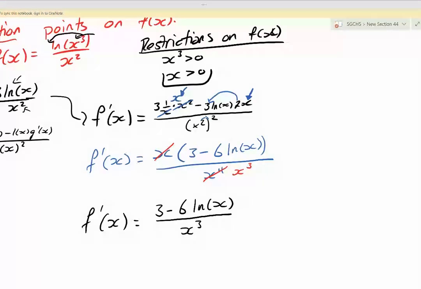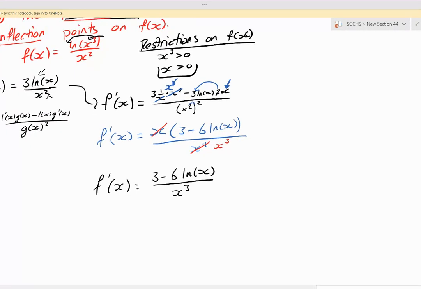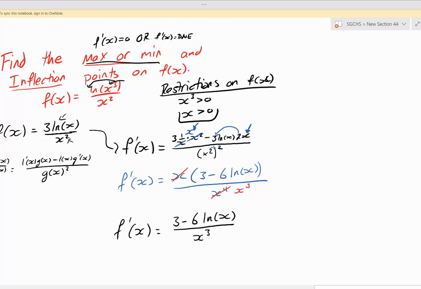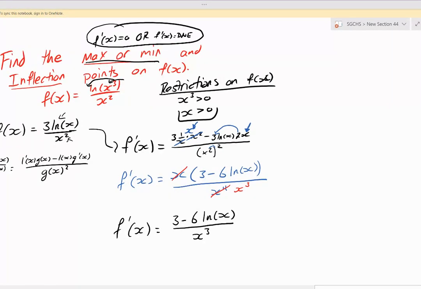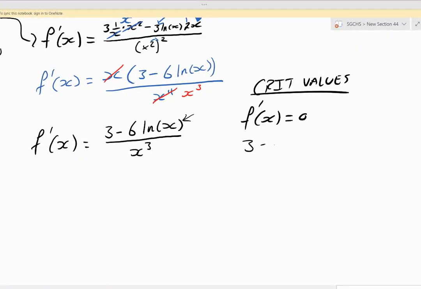Now, at this point, we can start solving this a little bit. Again, my max or my min points can possibly be at when my first derivative equals 0 or my first derivative does not exist. So let's find those possible points. So first off, these are my critical values. The first derivative equals 0. Let's figure out when that occurs. Remember, that only really happens when your numerator will equal 0, because if your denominator equals 0, it does not exist. So when does 3 minus 6 ln of x equal 0?